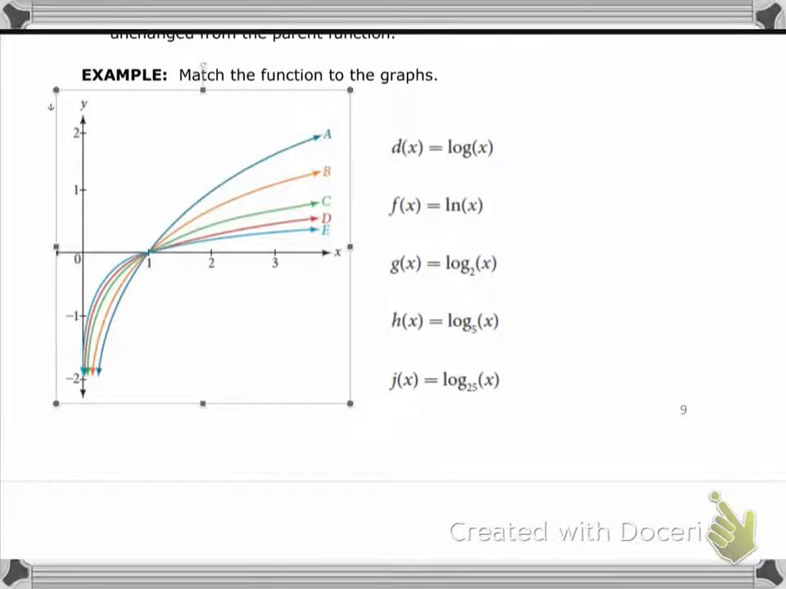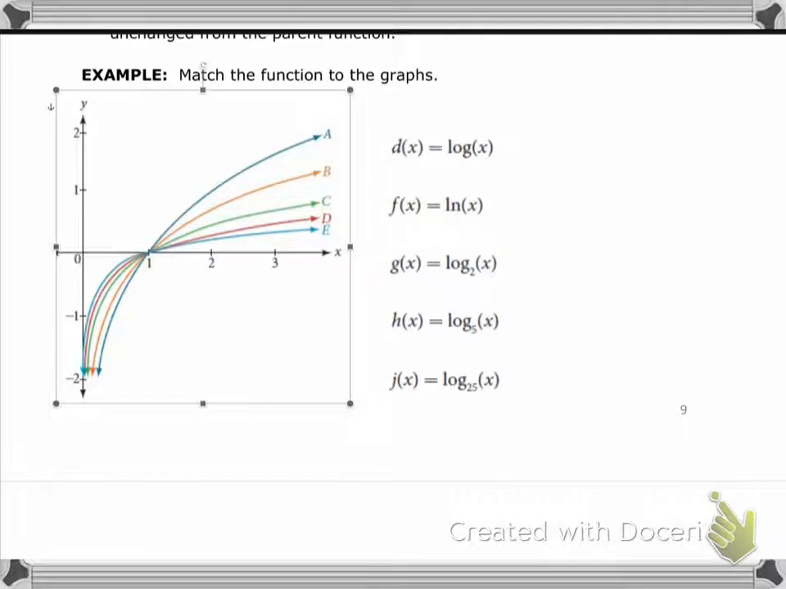All right, so here we've got another matching, similar to what we did with the exponentials. And so we need to match the graph to the function. We have a, b, c, d, and e, and we have functions d, f, g, h, and j. So remember in the last video, at the very end where I showed you an example, there was an example there where different bases for the logs.